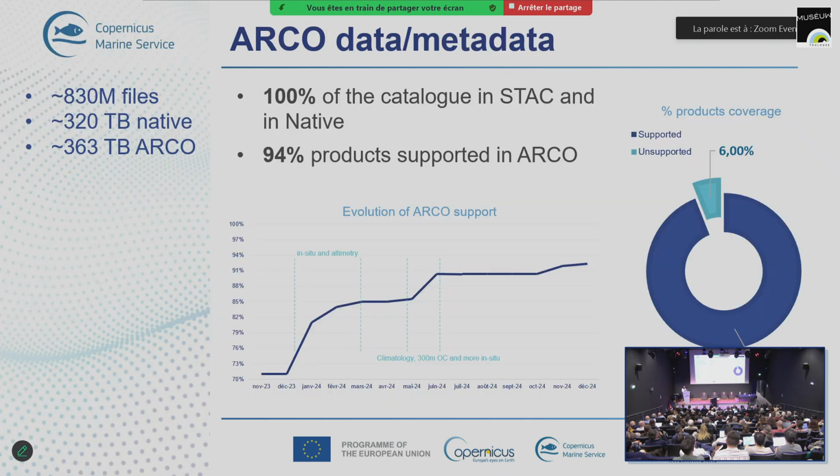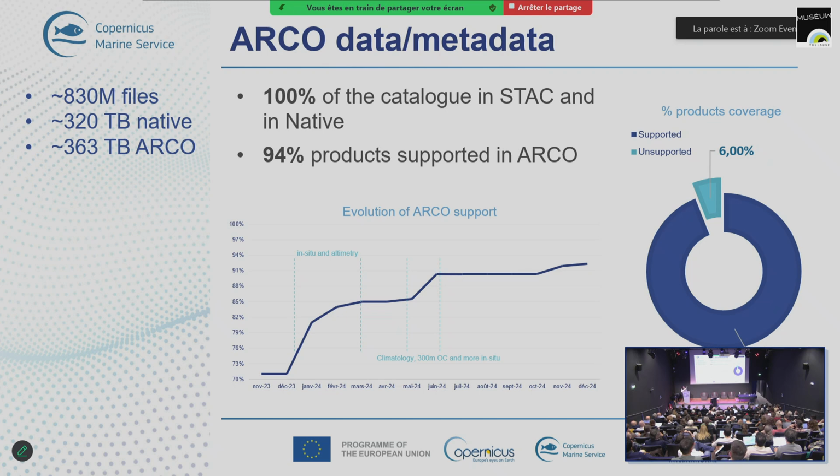Now, latest developments. We start with the ARCO data and metadata. We have, right now, 100% of the Copernicus Marine catalog available in STAC and in native, which means that all the files that you upload can be accessed and can be downloaded by the community, by users. 94% of these products are also supported in ARCO.